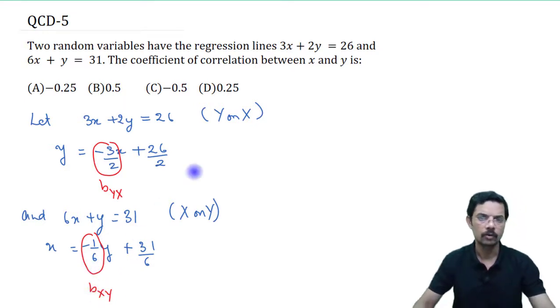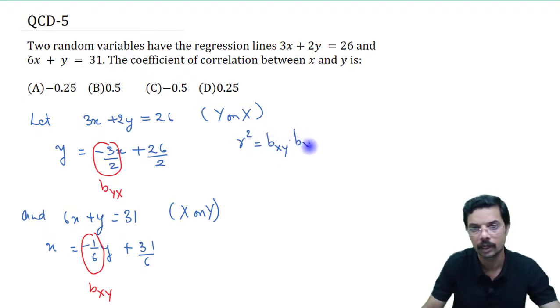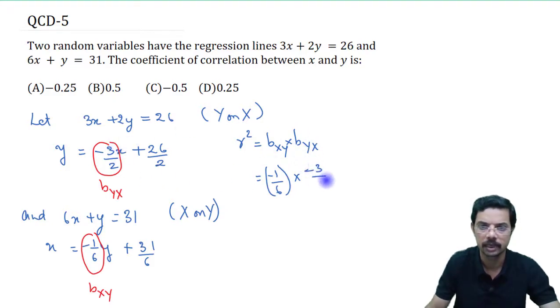Now we know that the correlation coefficient r, or the square of r, will be equal to bxy into byx. Okay, we know this formula. The square of the correlation coefficient is equal to the product of the regression coefficients bxy into byx. So what is bxy? Bxy is equal to minus 1 by 6. So it is minus 1 by 6 into byx. Byx was minus 3 by 2. It is minus 3 by 2.